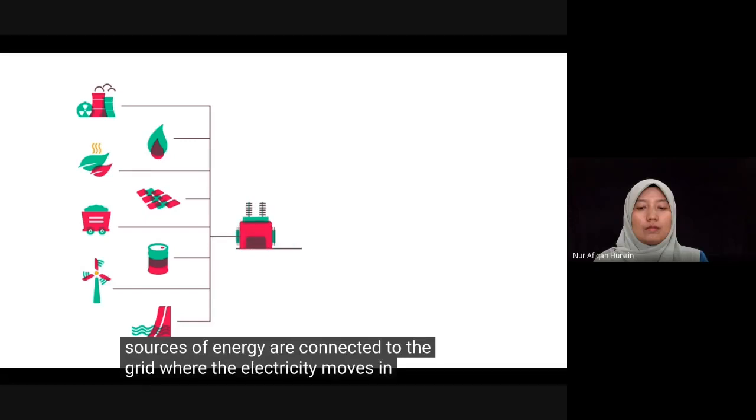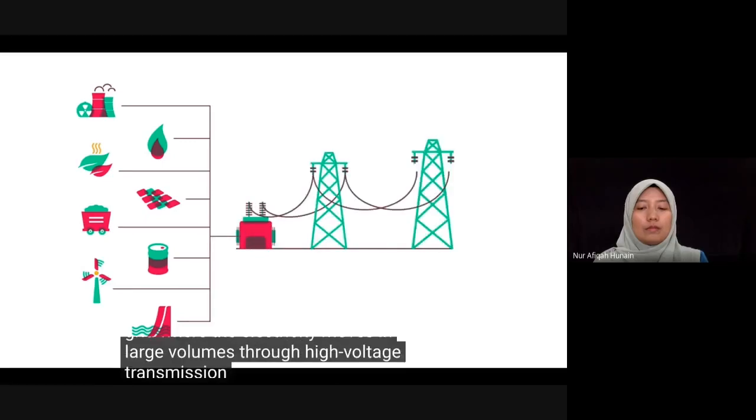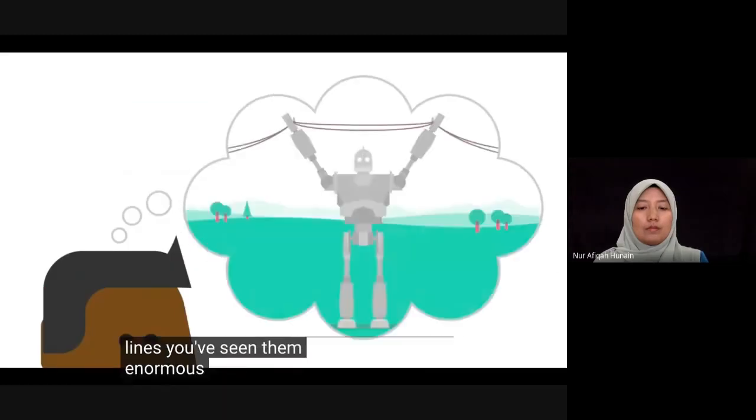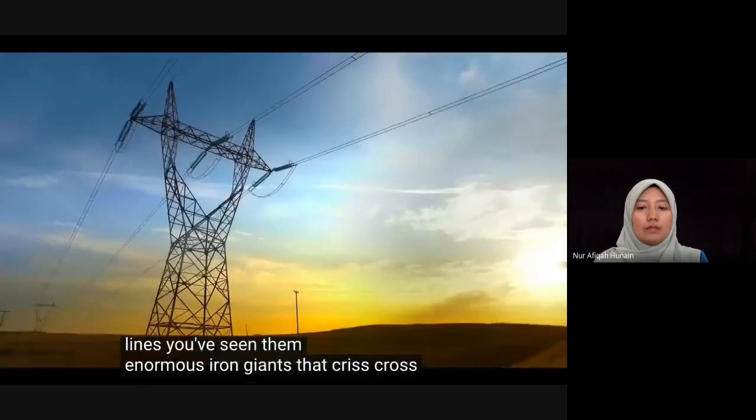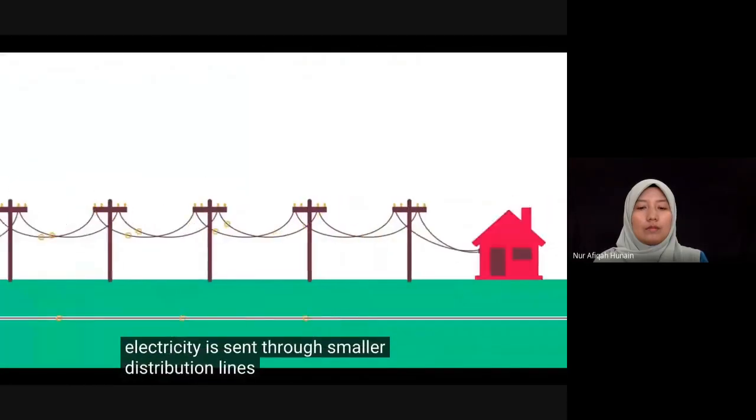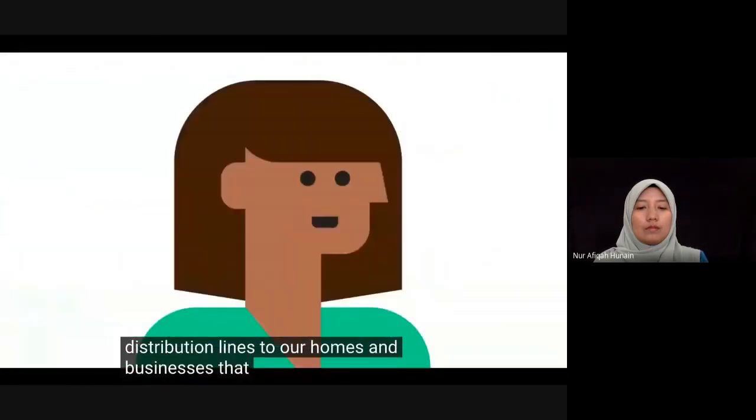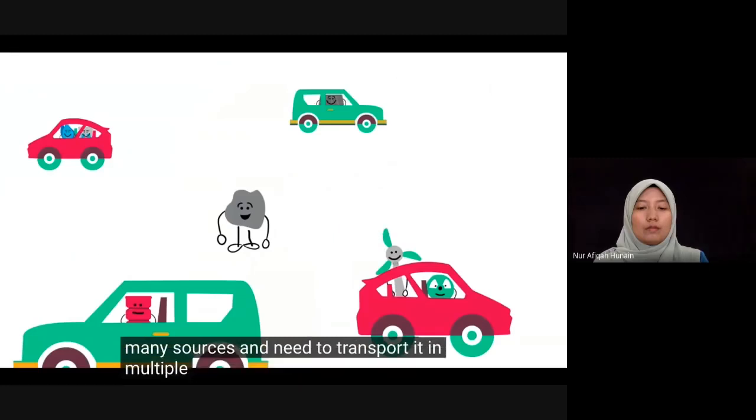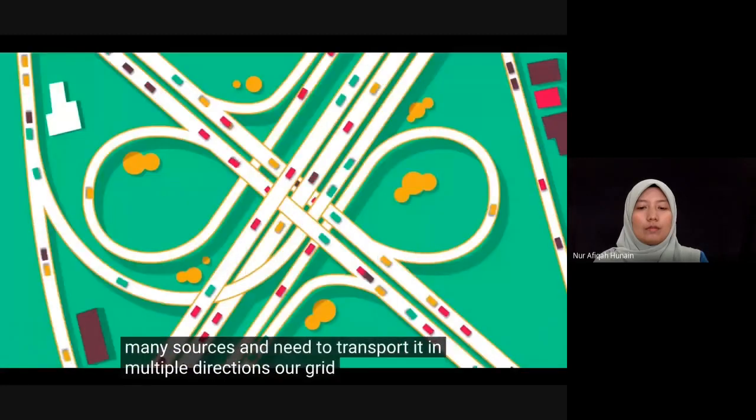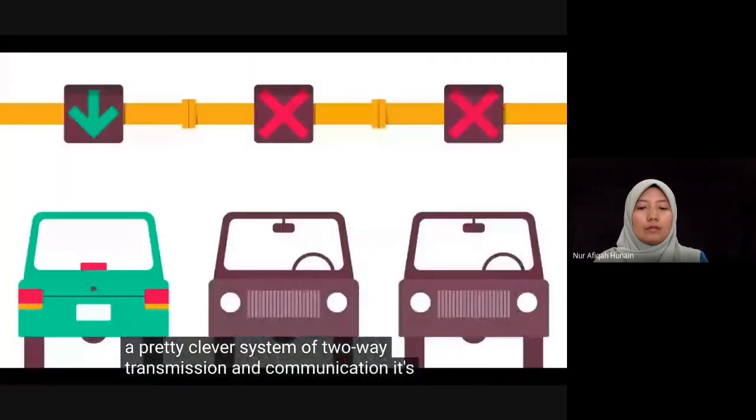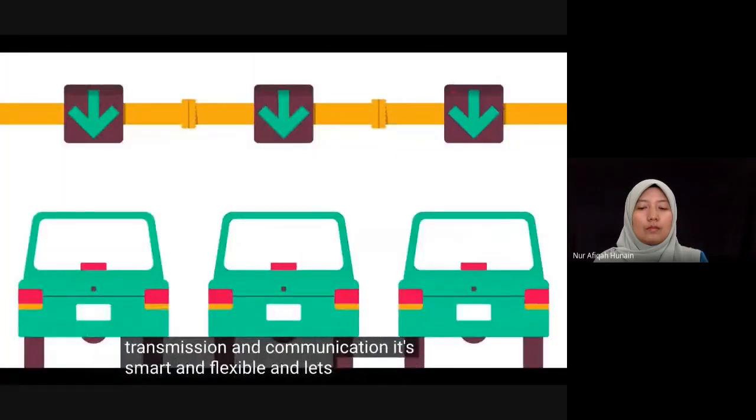To do that, sources of energy are connected to the grid, where the electricity moves in large volumes through high-voltage transmission towers and overhead power lines. You've seen them, enormous iron giants that crisscross through fields and along roads. Then the electricity is sent through smaller distribution lines to our homes and businesses. That sounds pretty simple, but because we generate electricity from many sources and need to transport it in multiple directions, our grid is actually a pretty clever system of two-way transmission and communication.